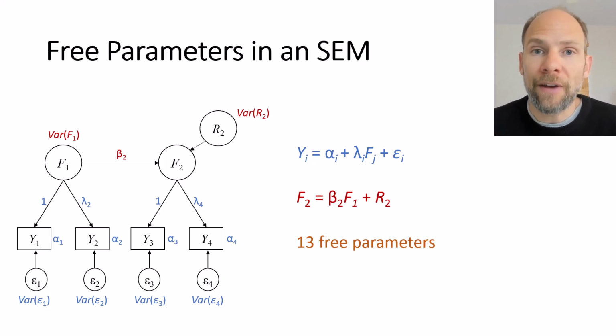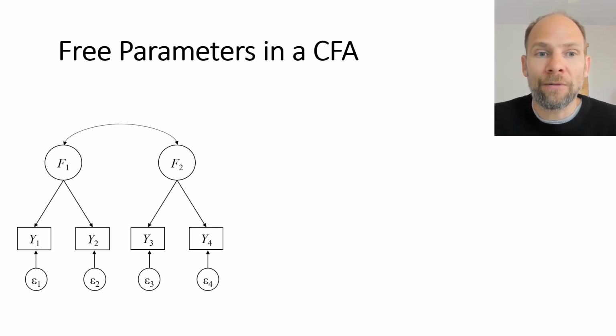Now, let's turn to CFA. What does this look like in a confirmatory factor analysis? And I'm going to use the same data example. So now we have, instead of predicting F2 from F1, simply a covariance between F1 and F2 in a confirmatory factor analysis model. We don't estimate structural path coefficients, but instead we may or may not allow covariances between our latent factors. So what does this change in terms of our count of the free parameters of this model?